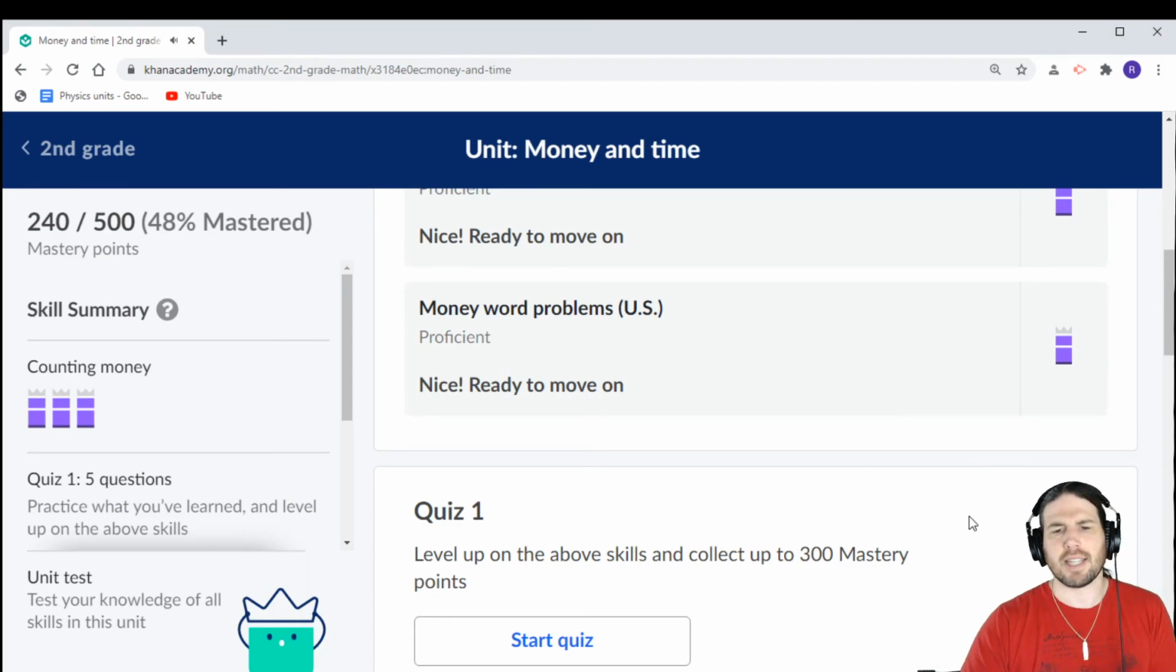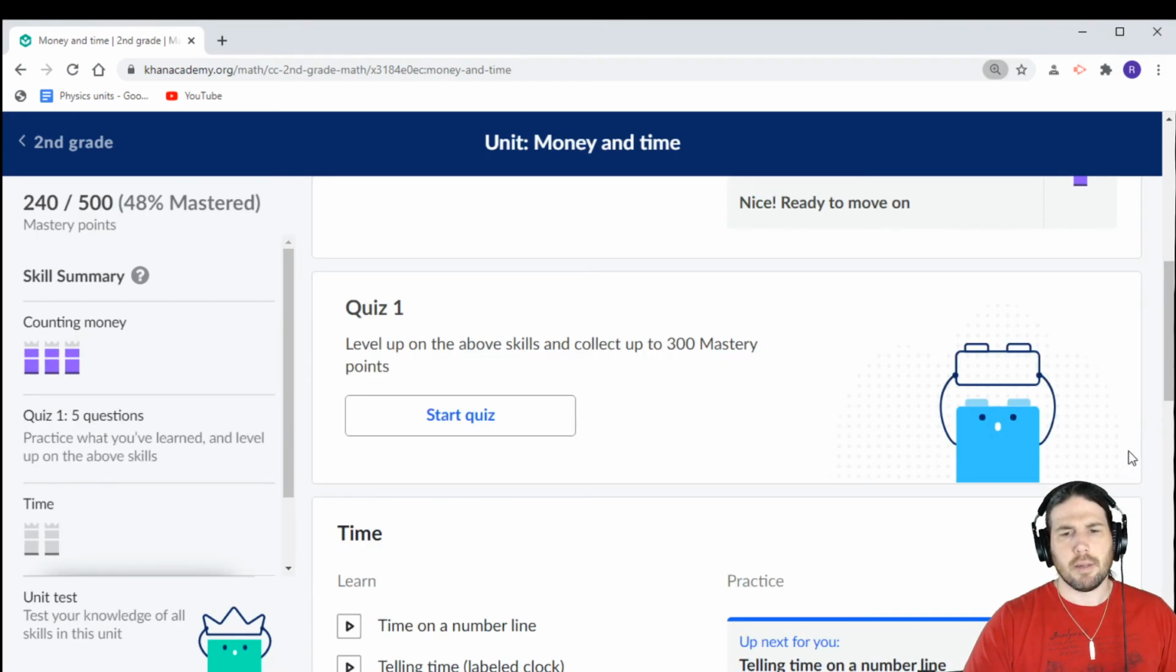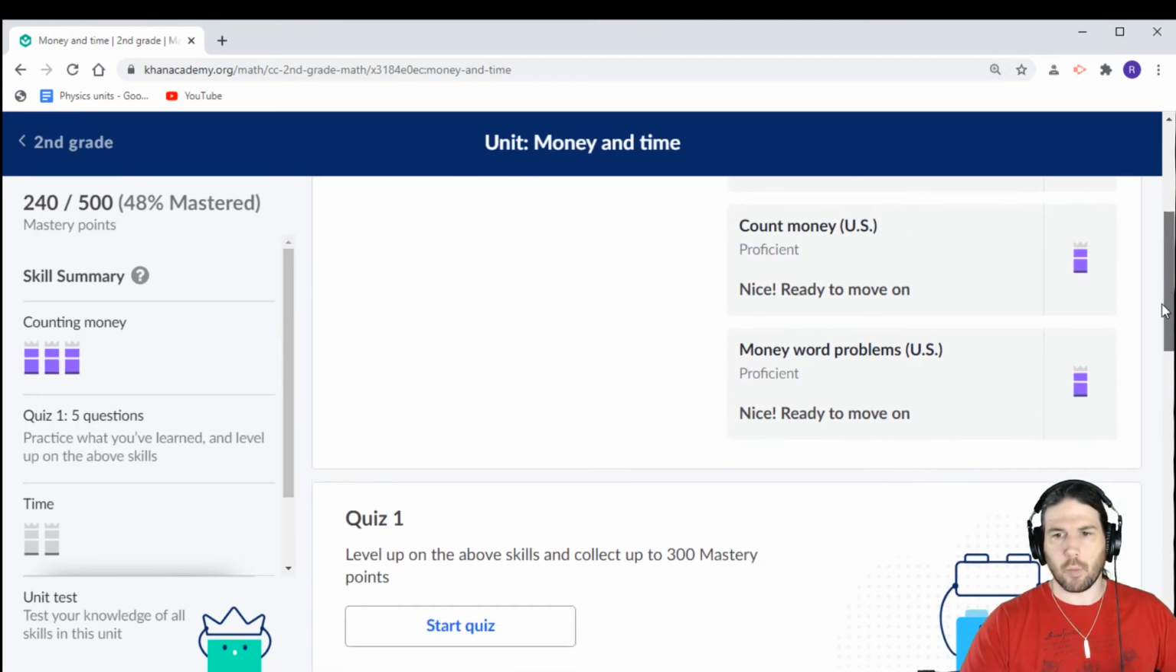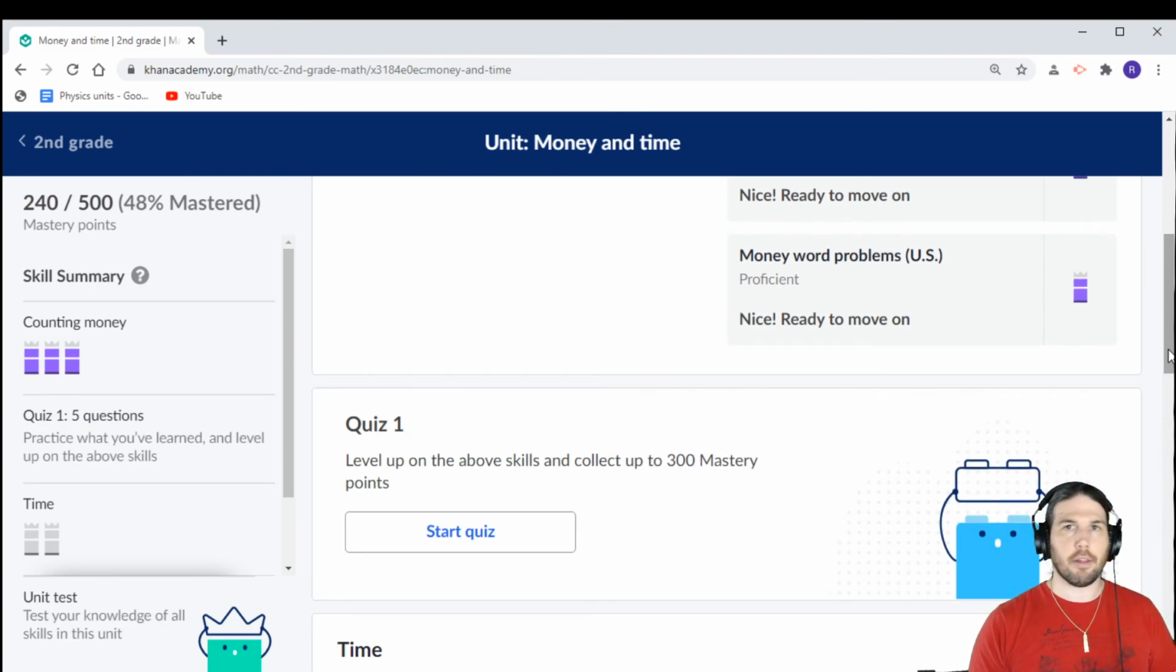Oh, and of course, I can't talk about money word problems without at least mentioning the classic riddle. I have 30 cents, and one of them isn't a nickel. What are they? And the answer, of course, is a nickel and a quarter. But you said one of them wasn't a nickel. No, the other one was.